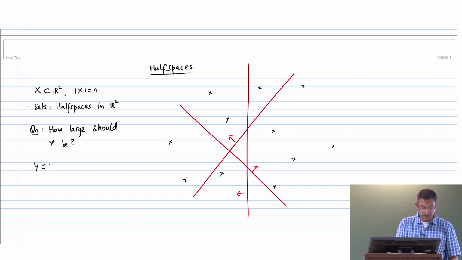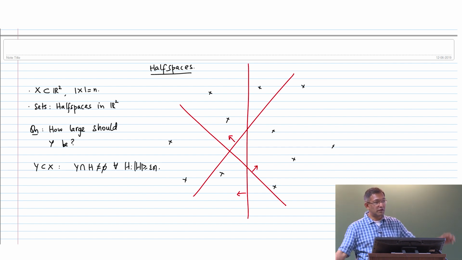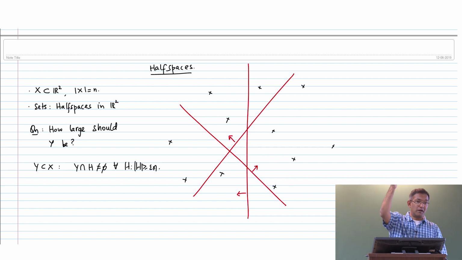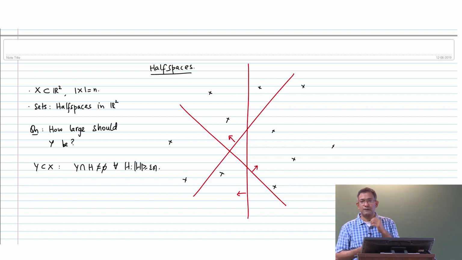So again, Y is a subset of X such that Y intersection H is non-empty for all H such that size of H is at least epsilon n. So I could choose any half space and look at all the points, and there must be one point of Y that I can see as long as the half space is large. It contains at least epsilon n points.